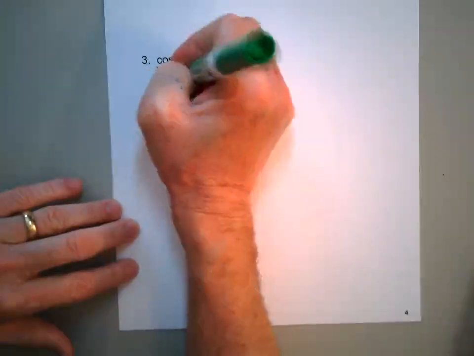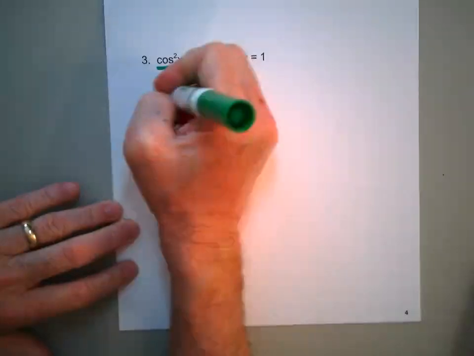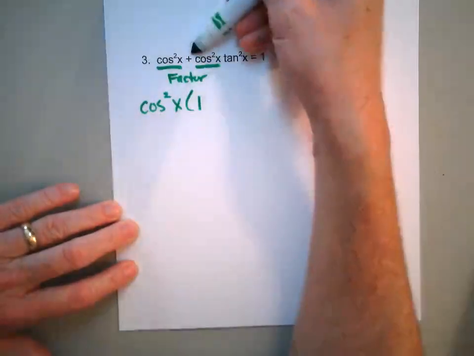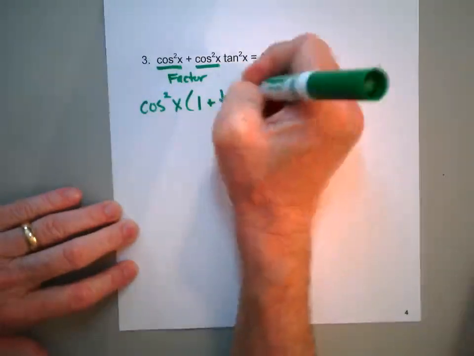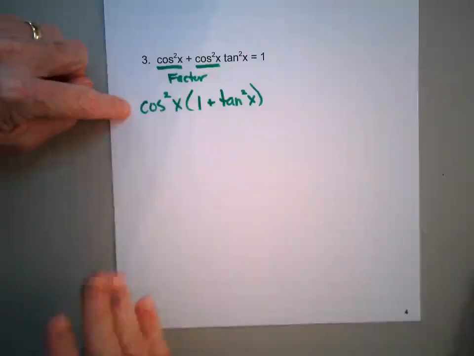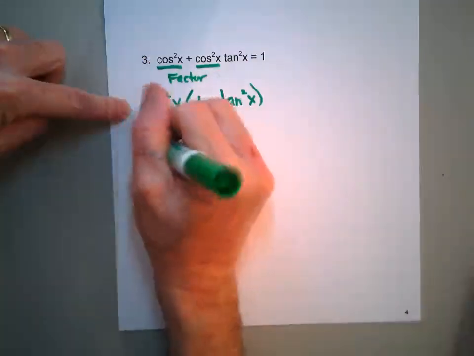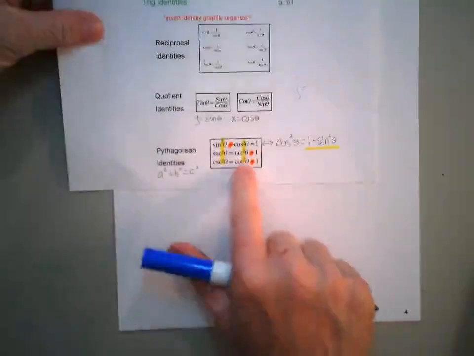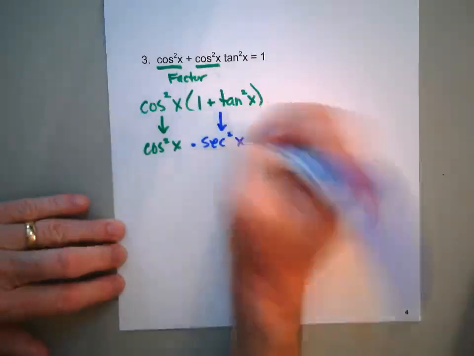I'm going to factor the cosine squared x out of this problem. So cosine squared x. And so cosine squared divided by cosine squared is 1. The plus sign, plus cosine squared tangent squared divided by cosine squared is tangent squared x. Okay. The cosine squared x I'm going to leave as cosine squared x because we want to turn things into sines and cosines. So this is going to remain as cosine squared x. The 1 plus tangent squared, again, tangent squared plus 1 is secant squared. That just turned into secant squared x.